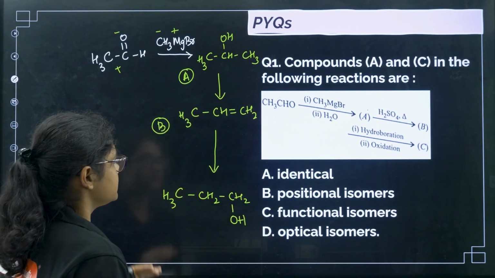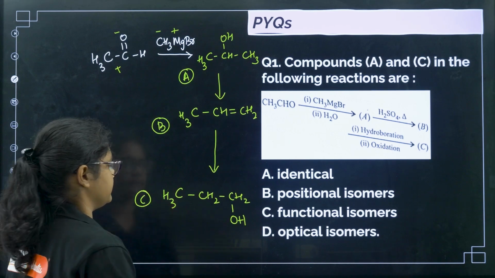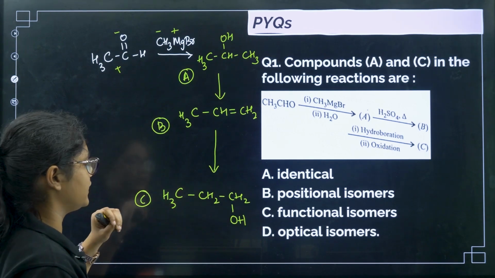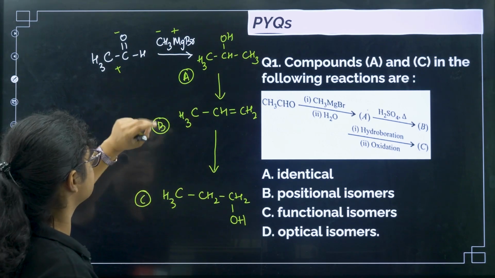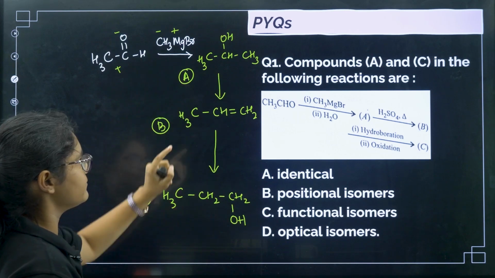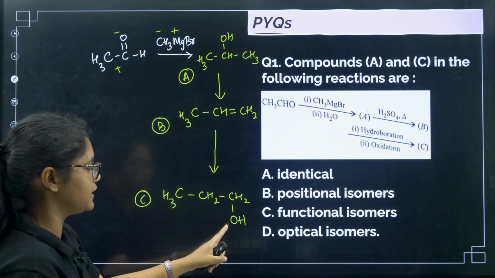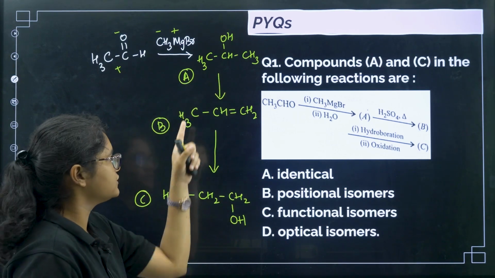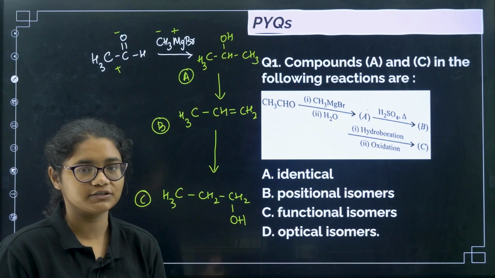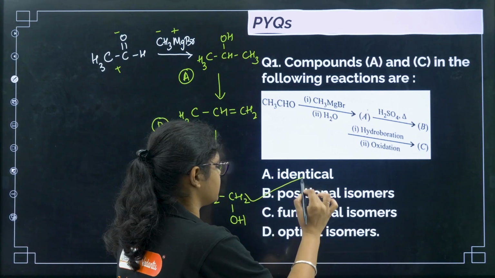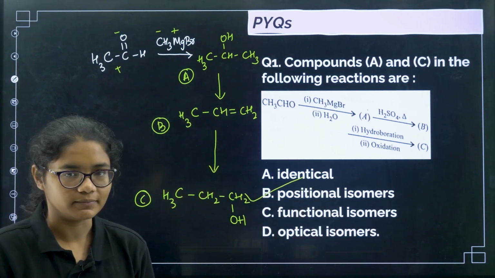Okay, so this is your C. Now if you see, the question is asking A and C, which is A, this is A and this is C. Here OH is in the second position, here OH is in the first position. So these two are what? These two are positional isomers. So the correct answer for this question will be option number B.